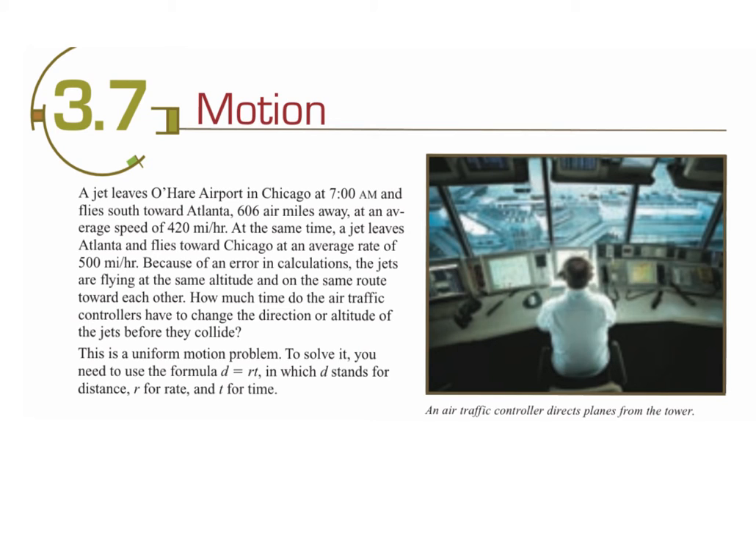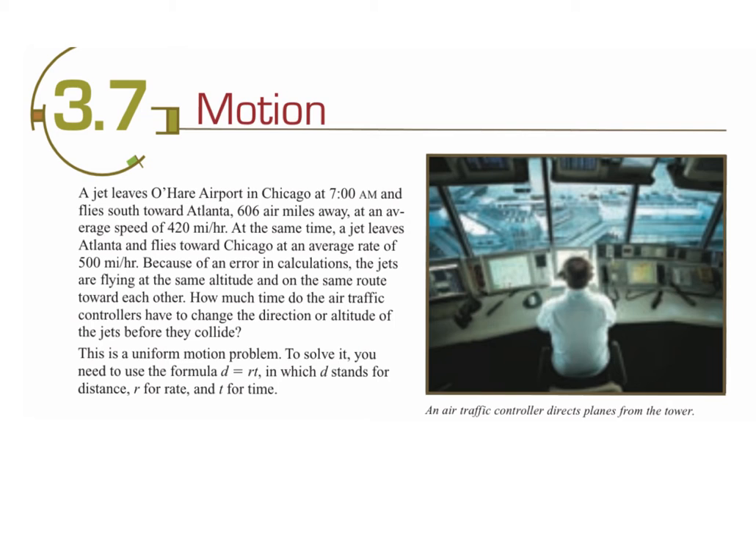How much time do the air traffic controllers have to change the direction or altitude of the jets before they collide? So they're going two different speeds. They are heading towards each other, and they are 606 miles apart. You would use distance, rate, and time to figure out how long it would be before they would meet inadvertently in the air, which is not good for planes to do. This is a type of uniform motion problem.